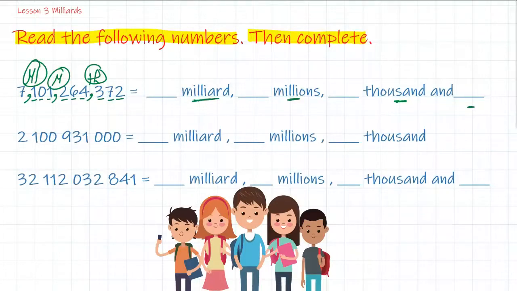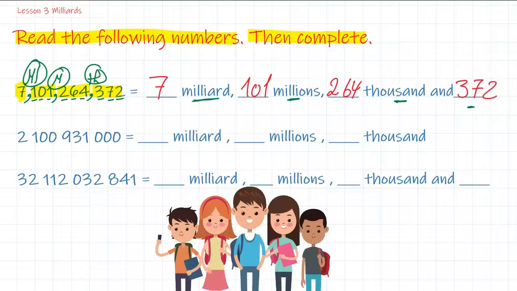So we have here in the milliard family just 7, so let's write here 7. And we have here in the million family 101, so let's write it here in the million family. And we have here 264 in the thousand family, so let's write it here, 264. And in the units family we have 372, so let's write it here. That's it. Okay, let's move to the next one.